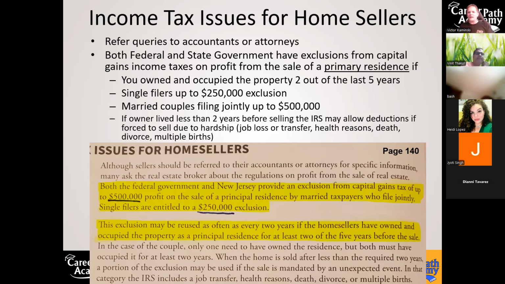And how much is it for single filers? $250,000. And for married couples who filed their taxes jointly? $500,000. And they had to live there for how long? 2 years. 2 out of the last 5 years. So any 2 years out of the last 5 years, they could have moved out 3 years ago, but they lived there for 2 years. So 2 out of the last 5 years, you would still qualify for this capital gains tax exclusion from your primary residence.